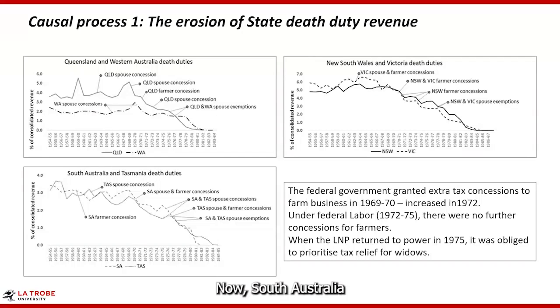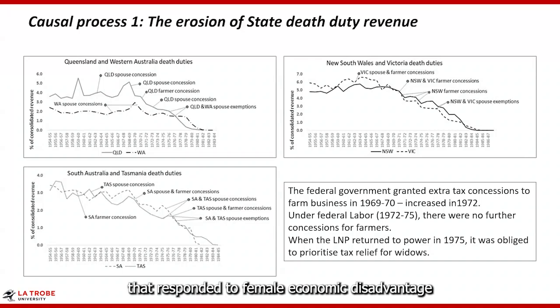Now, South Australia and Tasmania were different again. South Australian farmers got major tax concessions from the state government in 1959. There weren't many changes in the 1960s, but in the 1970s, South Australians were governed by the Labor Party under Don Dunstan. Dunstan ran a very socially progressive government that responded to female economic disadvantage and emphasised the importance of a fair, progressive and redistributive tax regime.